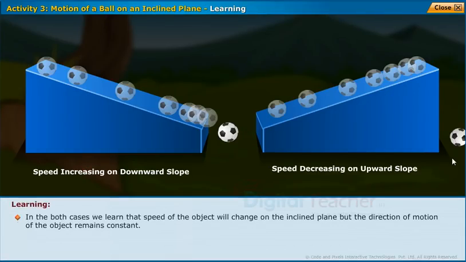In both the cases, we learned that the speed of the object will change on the inclined plane, but the direction of motion of the object remains constant.